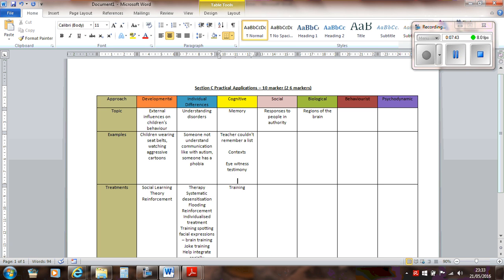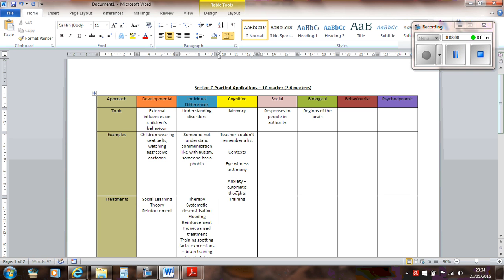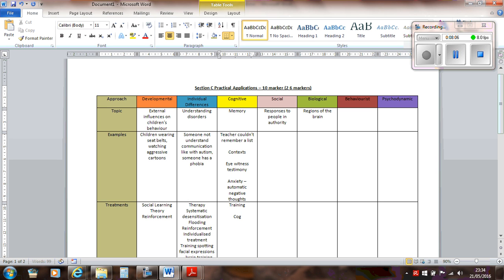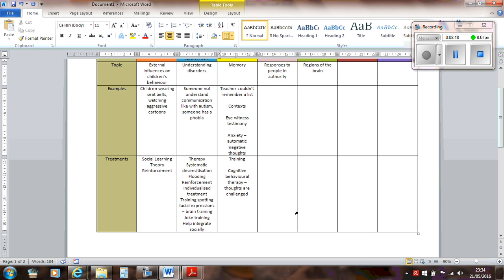It might say something like, I mean, it's very, very unlikely because the studies don't really link to it, but maybe with cognitive they'll say something like anxiety, which is caused by automatic negative thoughts. That's one explanation. So maybe a treatment program would be cognitive behavioural therapy, where thoughts are challenged. So whatever their thoughts are, let's say if it's about memory though. It's about memory. You can't really have cognitive behavioural therapy for memory. That doesn't make any sense.